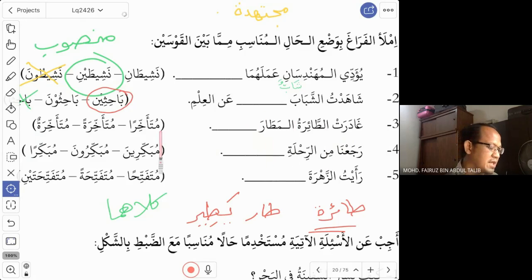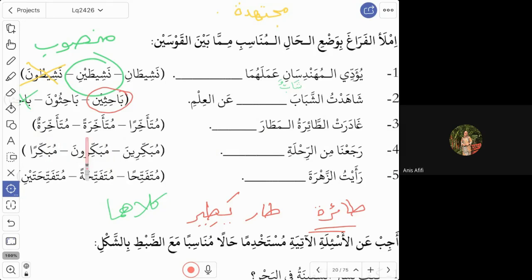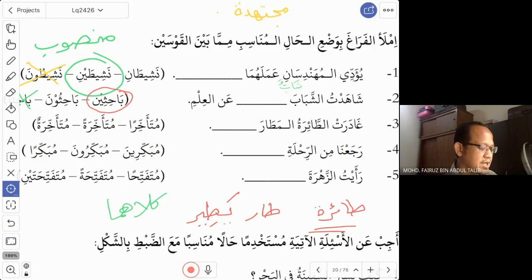So we look at the meaning. What does it mean? Muta'akhir. Late, yes, late. So of course this must be the hal for the word plane. Aeroplane, of course, ta'ira. So now ta'ira, we know this is the sahibul hal. So you just find the correct word, the correct version.